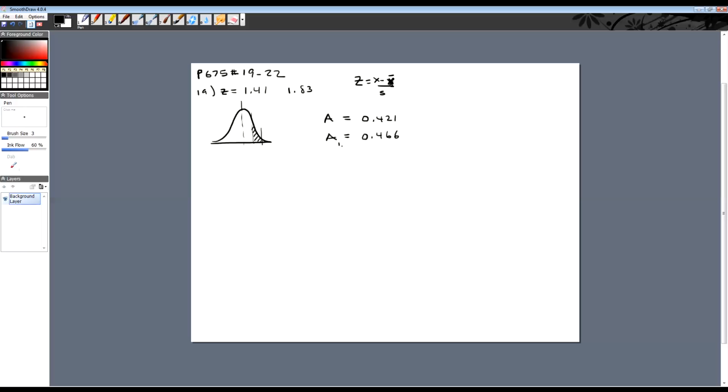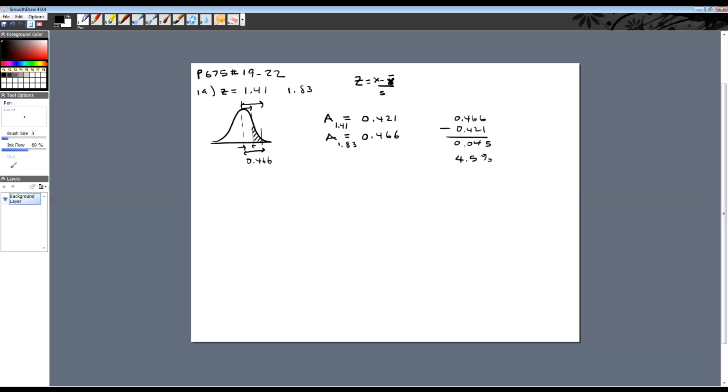So this is z of 1.83. This is a z of 1.41. Remember that this table includes this area and this area. So what we have here is the larger area, this one, of 0.466. And then we just subtract the smaller area in here of 0.421. So 0.466 minus 0.421 gives us 0.045 or 4.5%.